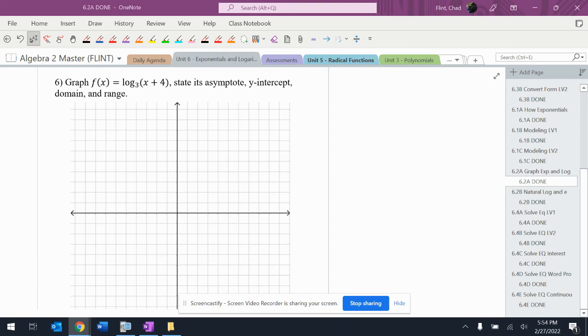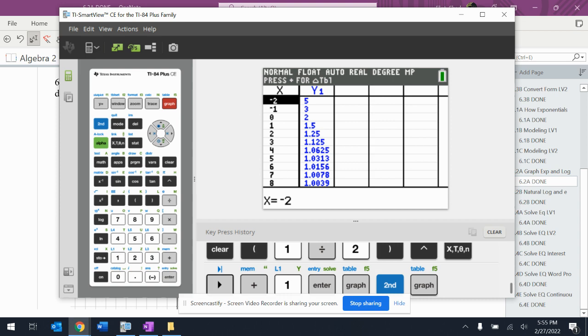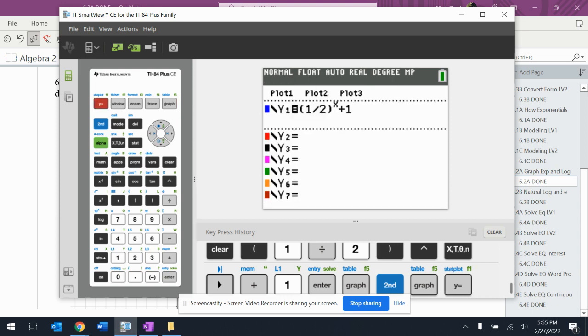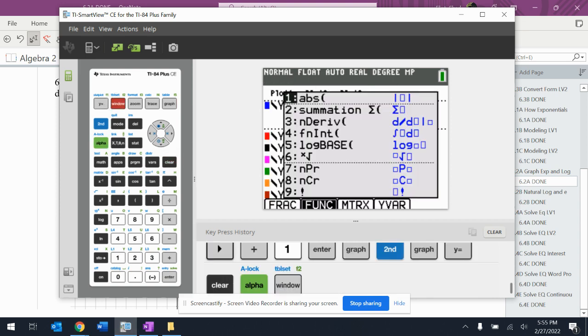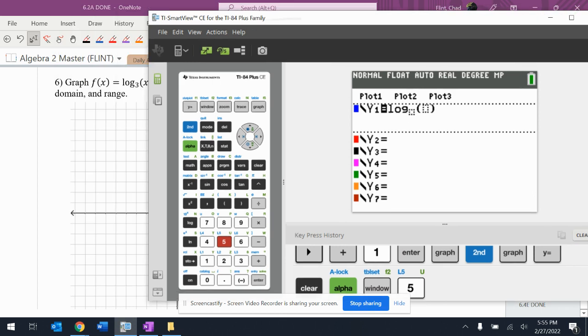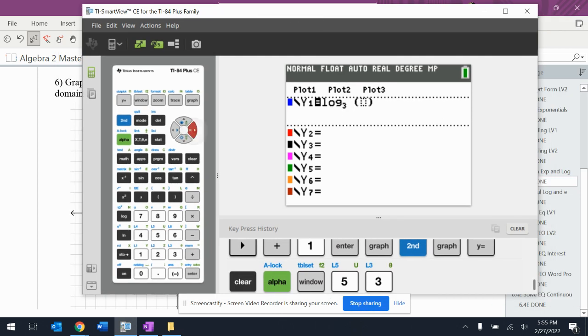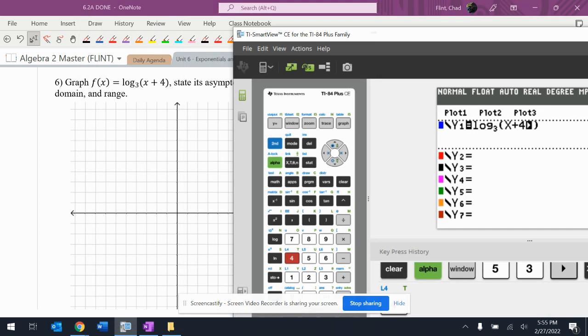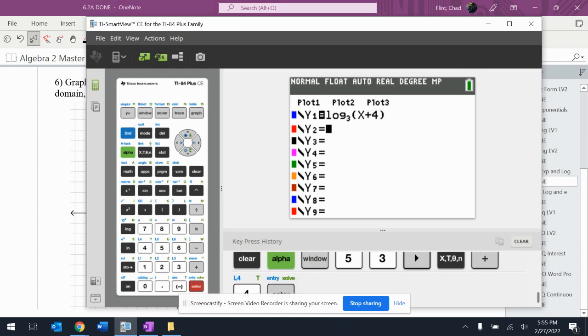So this one has the x plus 4, similar to one I had earlier, but it's inside the parentheses. So when I bring my calculator up here and I go to alpha window and then number 5, it's log base 3. And this time you can clearly see that the plus 4 is inside the parentheses. And that's going to move it and make it look a little bit different.